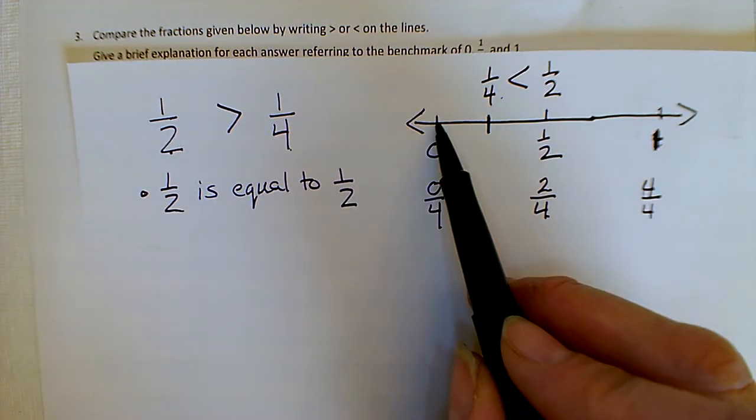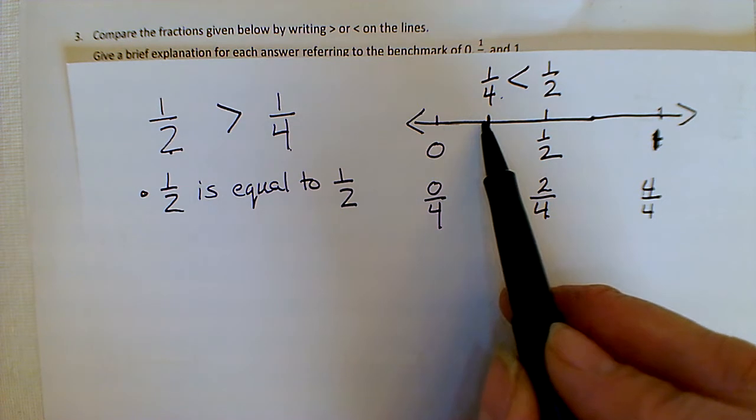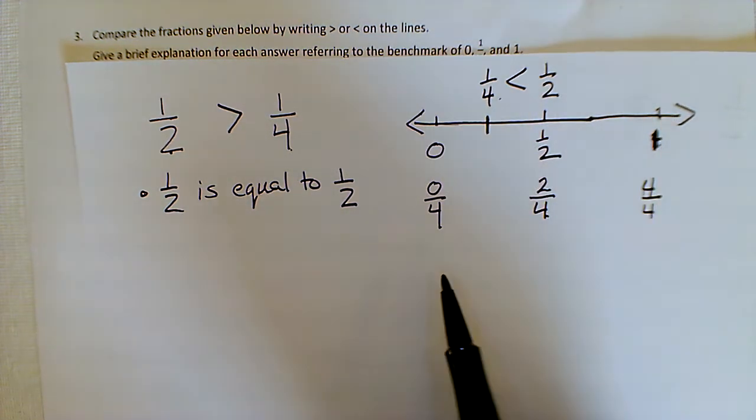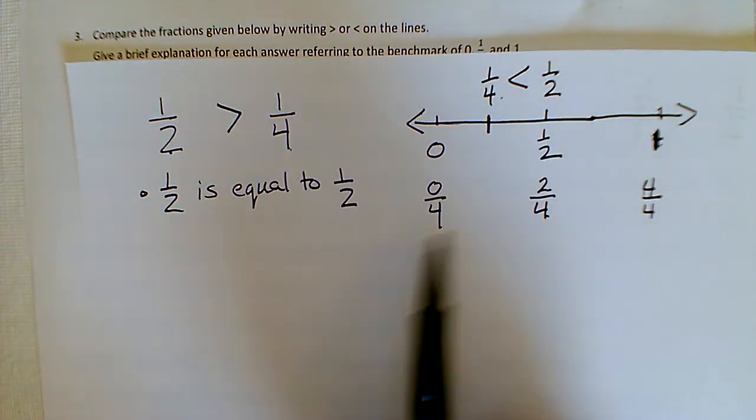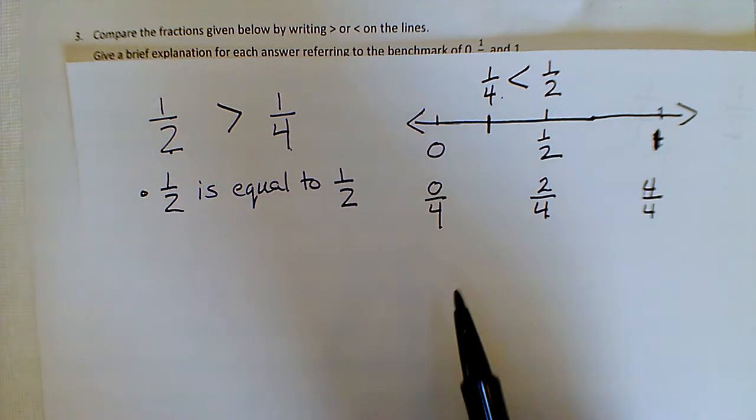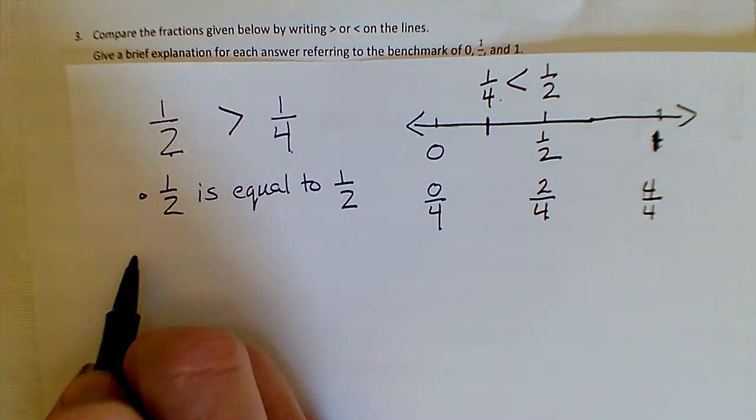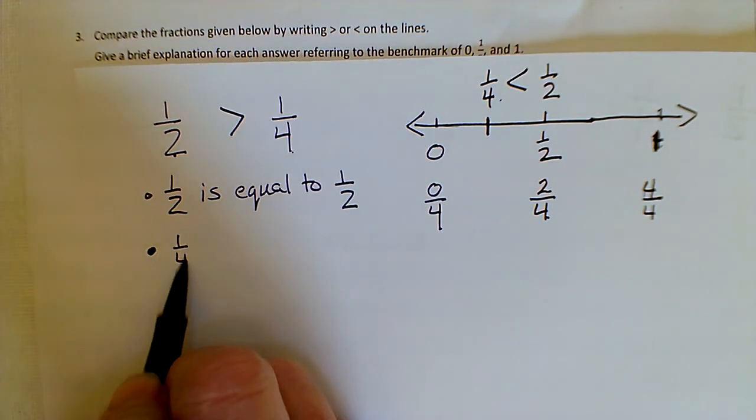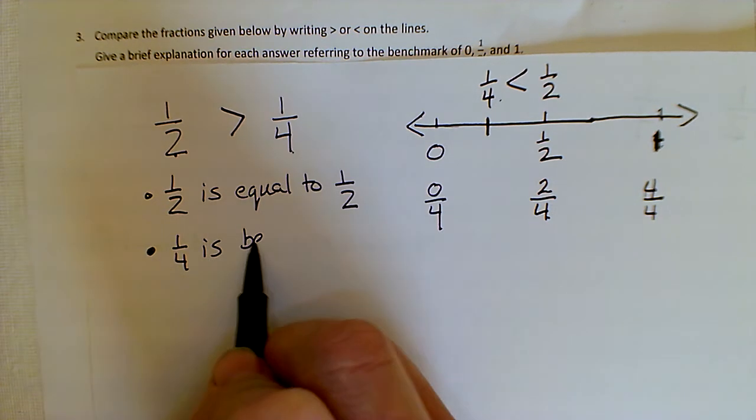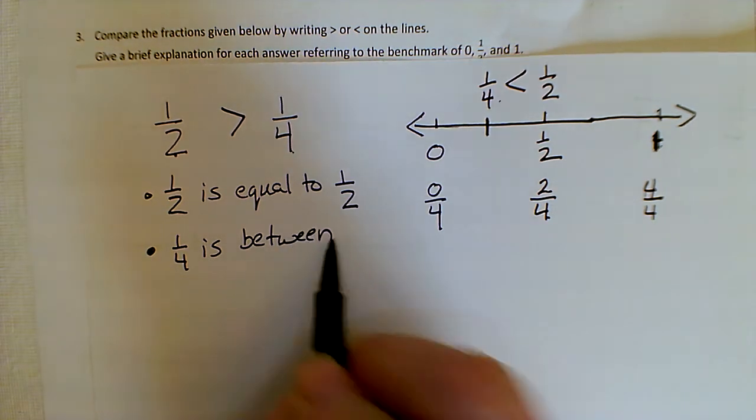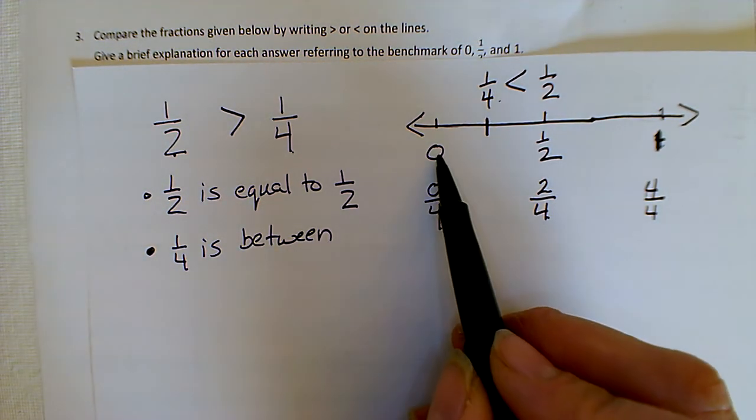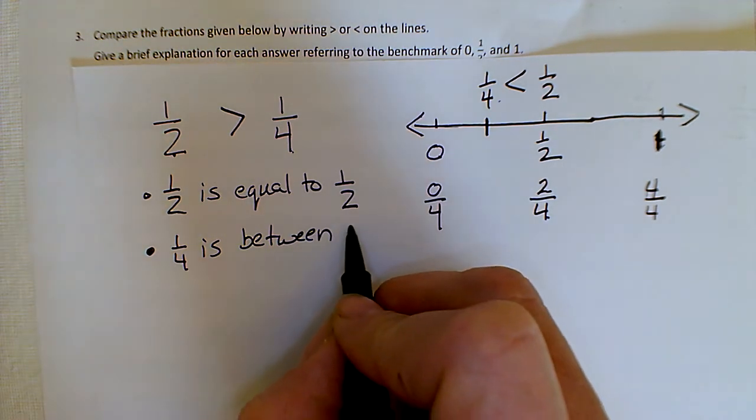You can see that because a fourth is closer to the 0, so it's smaller, whereas 1 half is further away. Or you could say that 1 half is closer to 1, so it's larger. Either way you can look at it, that would work. So now for 1 fourth, to explain it, I can say that 1 fourth is between, and now I want to talk about my benchmark, so don't say between 0 fourths and 2 fourths, say that it's between 0 and 1 half.